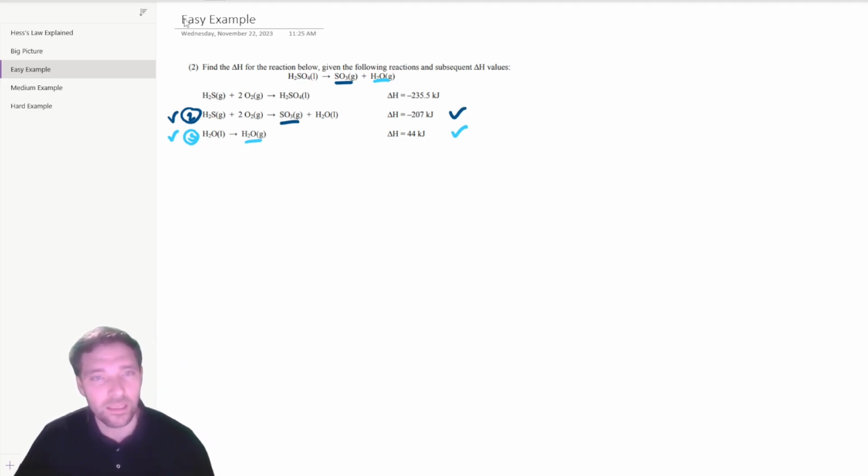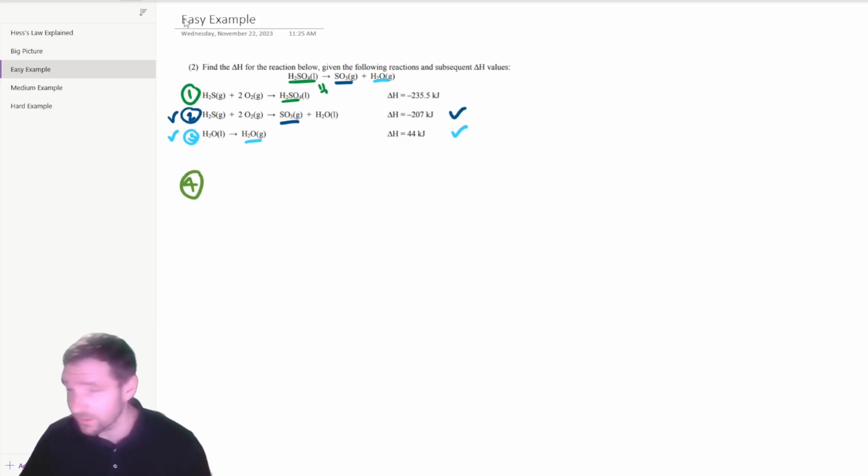Then if we have this H2SO4, I realize that it is actually on the wrong side, so we're going to have to flip this. Just looking at that visually, I can see that one is probably going to need to be flipped. So line 1, I'm actually going to rewrite, and I'm going to call this line 4. I'm going to end up just flipping everything basically. So now we've got H2SO4.